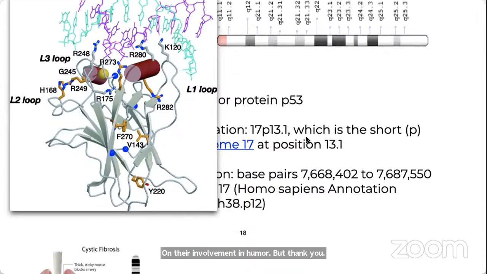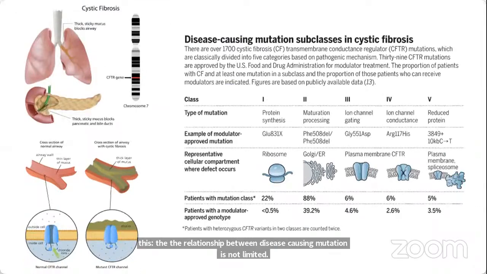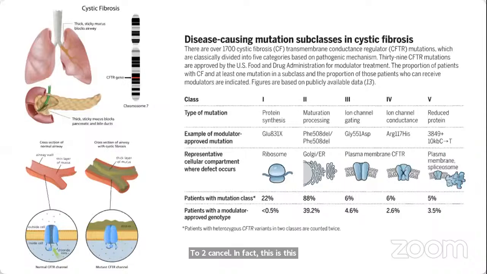So the relationship between disease-causing mutations is not limited to cancer. In fact, this relationship and prevention has been worked upon a lot in other diseases compared to cancer. One of the very well-known stories is about cystic fibrosis, right? Cystic fibrosis, as we know, causes chronic lung infections by changes in the mucus secretion. It is usually caused by mutations in one single gene, that is CFTR, the cystic fibrosis transmembrane conductance regulator gene.